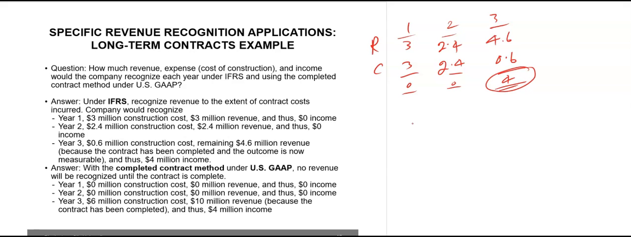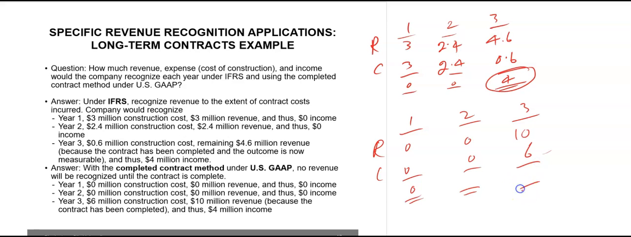In the third year, all the construction cost will be expensed and all the revenue of the project will be recorded. So we see that in the first year, there will be no revenue reported and no cost reported in the income statement, so no net income. In the second year, again, no revenue, no cost reported in the income statement. And in the third year, we will have all the revenue recognized and then all the cost expensed. So we will be left with the same 4 million in net income.